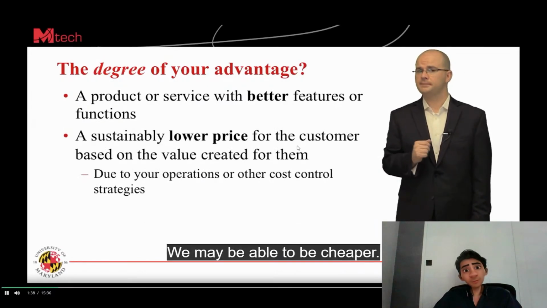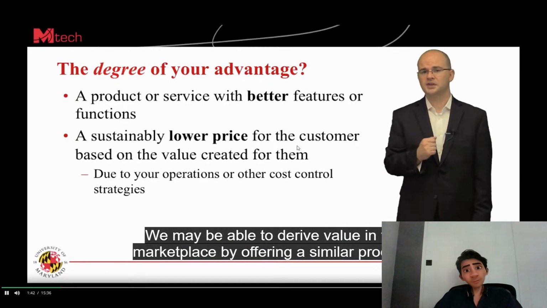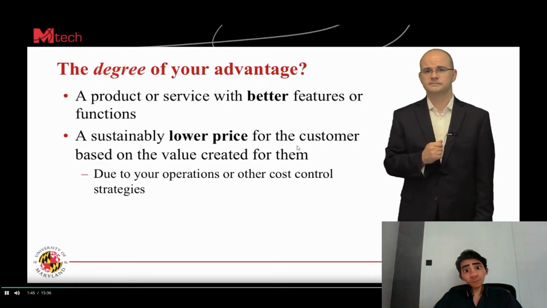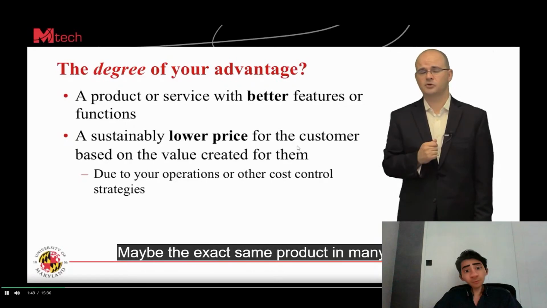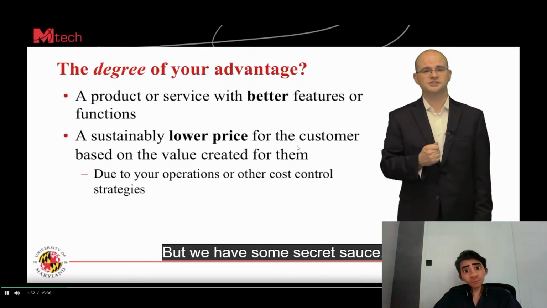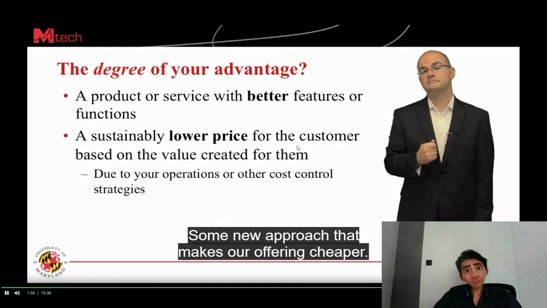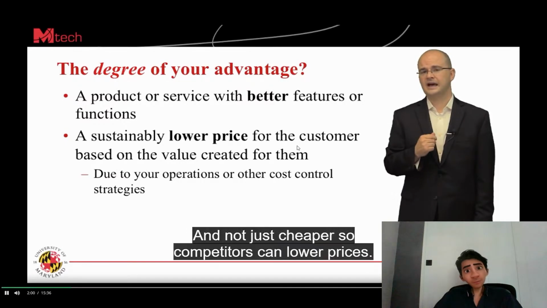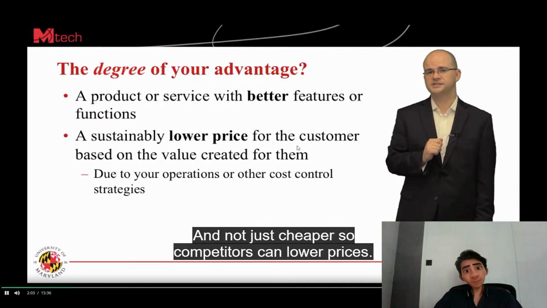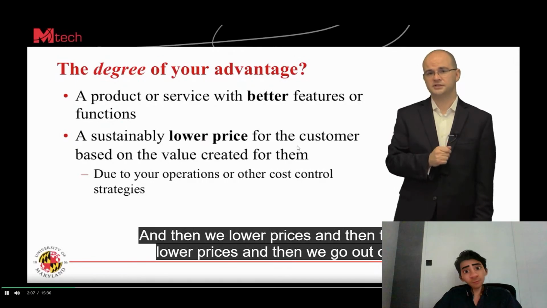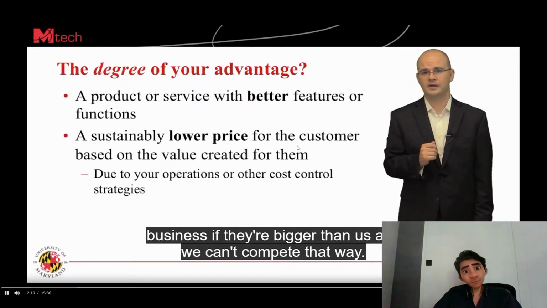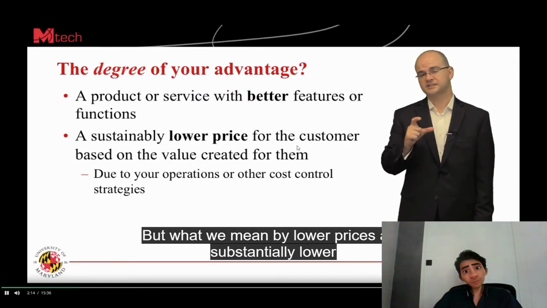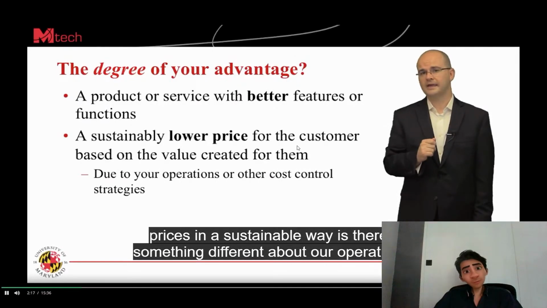We may be able to be cheaper. We may be able to derive value in the marketplace by offering a similar product to what's out there, maybe the exact same product in many ways, but we have some secret sauce, some new approach that makes our offering cheaper. And not just cheaper so competitors can lower prices, and then we lower prices, and then they lower prices, and then we go out of business if they're bigger than us and we can't compete that way. But what we mean by lower prices, and substantially lower prices, in a sustainable way, is there's something different about our operations.